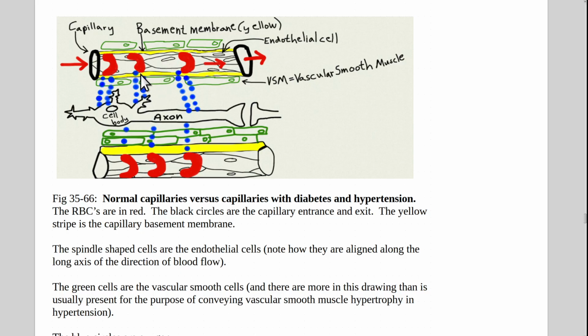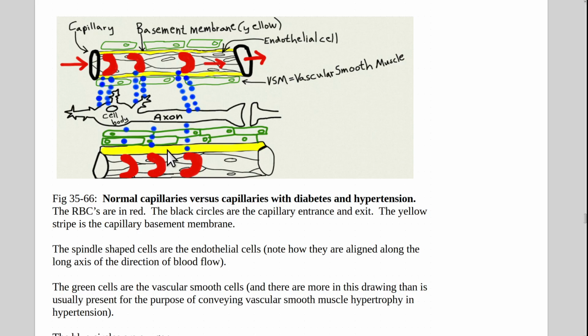You also have on the lining of the capillary this yellow stuff, which is the capillary basement membrane that connects the endothelial cells to the deeper cells of the arterial wall. In this case, we've drawn some vascular smooth muscles. It could be parasites in the brain. But the bottom line is with hypertension, you'll get thickening of the smooth muscle of the arterial wall. You'll get also more collagen laid down. With diabetes, you'll get thickening of the capillary basement membrane.